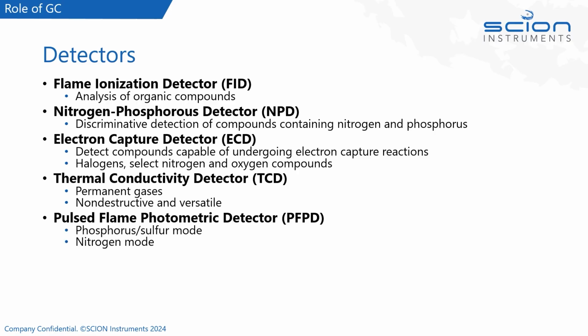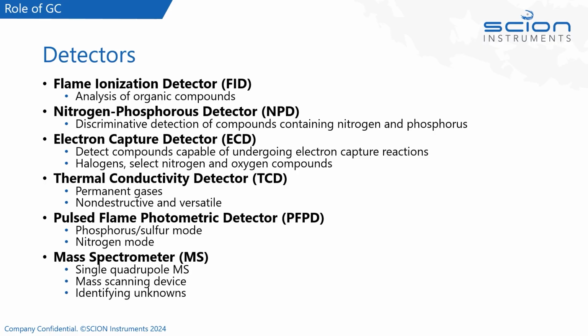We have the pulse flame photometric detector, or PFPD. This can be used in two modes: phosphorus and sulfur mode, and then nitrogen mode for these specific compounds containing these components. We then have a mass spectrometer, specifically the single quad mass spectrometer that's really useful for REACH testing. This can be used as a mass scanning device, and it's very useful for identifying unknowns, which is obviously a requirement for REACH testing. I don't have too much time to go into these detectors in great detail today, but if you scan this QR code here, you will find our online guide, which goes into great detail for each detector.